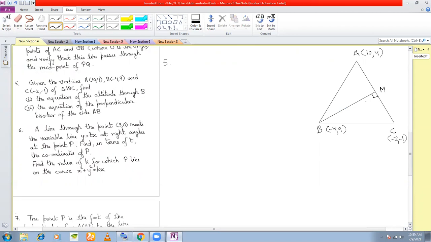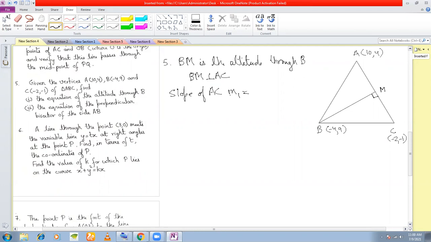Let us call this point M. BM is the altitude through B. Fine. You need to find out the equation of BM. Okay, how will you find out? See that BM is perpendicular to AC. And you can find out the slope of AC. So let's find out the slope of AC. Let us call it m1.